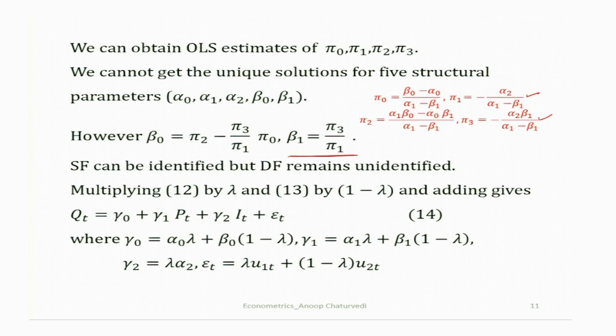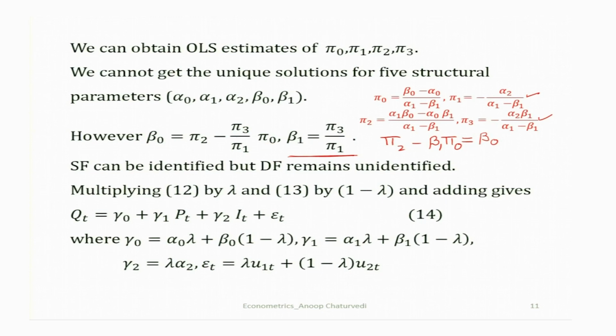In fact, if you take pi 2 minus beta 1 pi naught, then you can easily verify that this is equal to beta naught. You simply take this expression for pi 2, multiply pi naught by beta 1 and then you subtract. So, you get beta naught and then you substitute beta 1 equal to pi 3 upon pi 1. So, beta naught is equal to pi 2 minus (pi 3 upon pi 1) into pi naught.